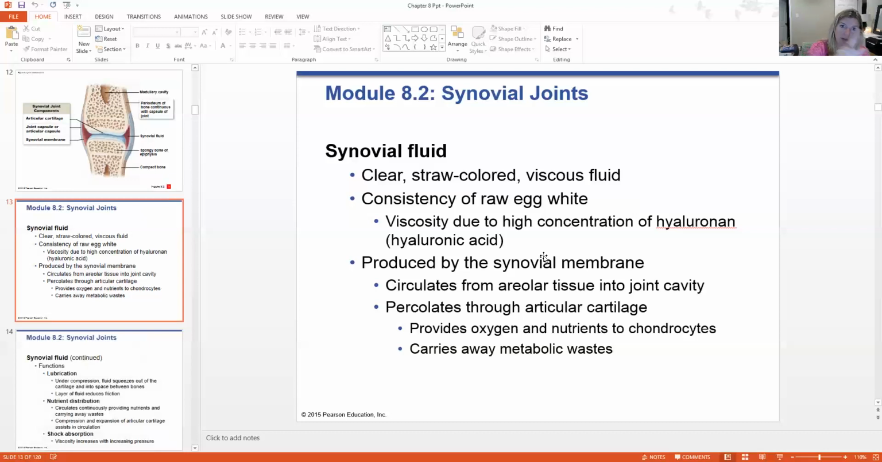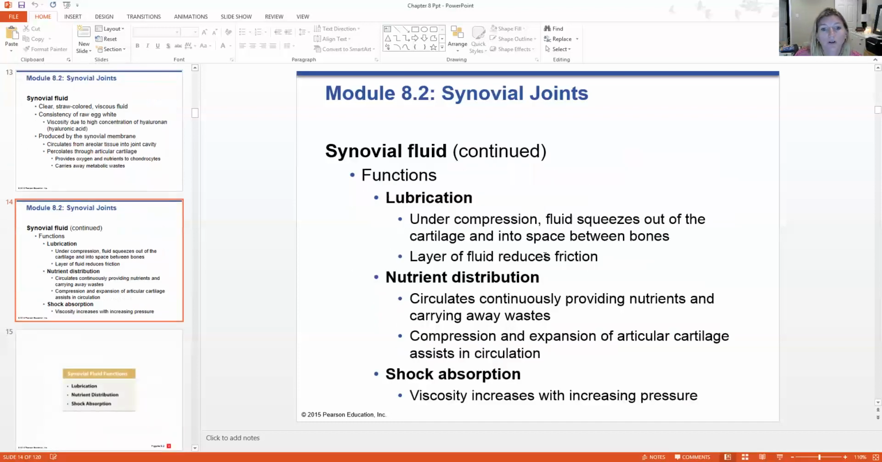It's circulating from the areolar tissue, and it percolates through the articular cartilage, provides oxygen and nutrients to the chondrocytes, as well as carries away metabolic wastes. Overall functions: lubrication, nutrient distribution, and shock absorption. So it's lubricating by providing that cushioning, it's circulating the nutrients and getting rid of the waste products through an exchange process, and like all liquids, it can absorb shock. The viscosity increases with increasing pressure.